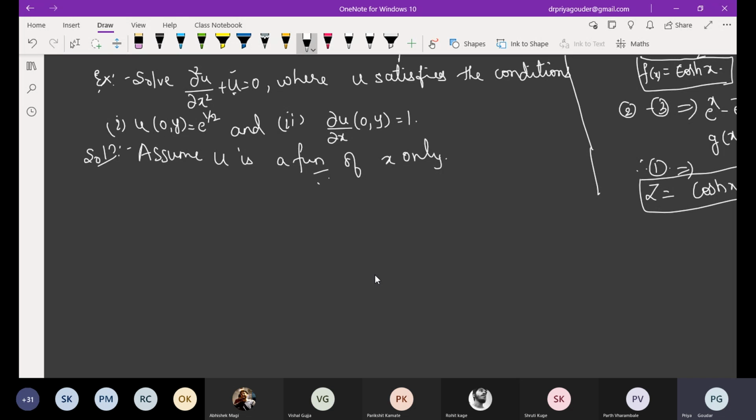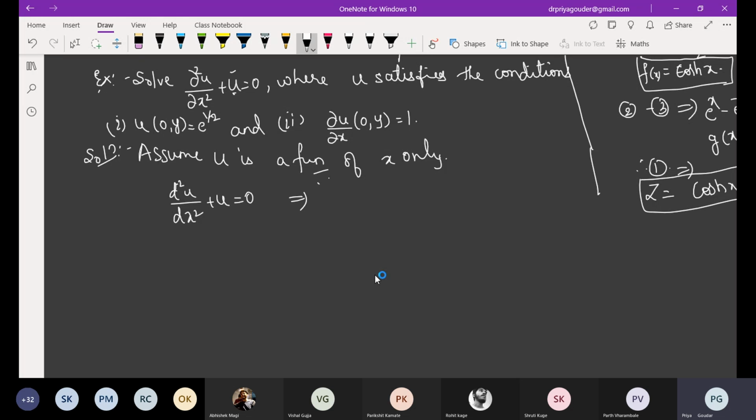The given PDE takes the form of ODE as, tell me what is the corresponding equation? Ordinary differential equation. What I told you? d²u/dx². Replace ∂ by d. d²u/dx² + u = 0.